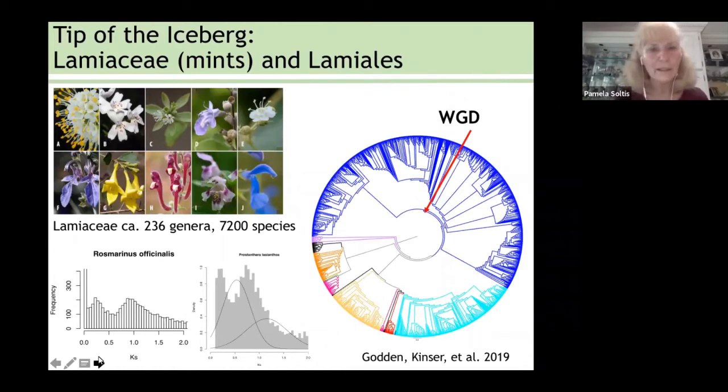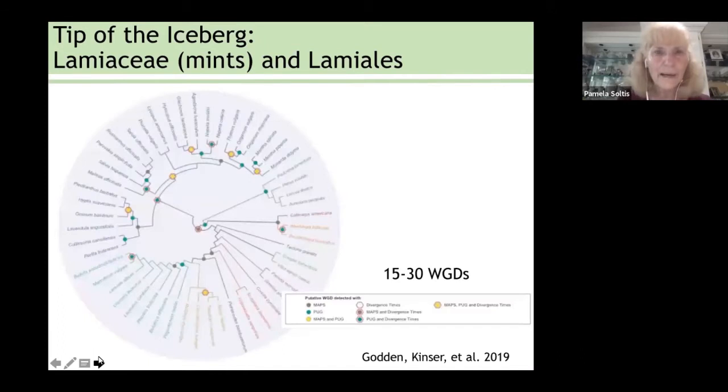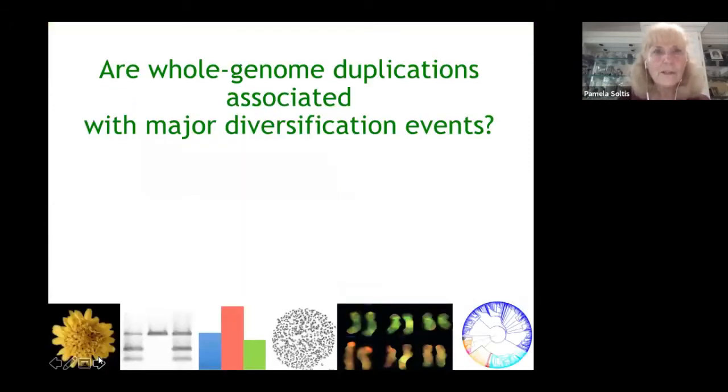Another example from some of our recent work occurs in the mint family, where we also see very extensive patterns of whole genome duplications, possibly 15 to 30 whole genome duplications across the history of the mint family, a family that's made up of about 7,000 species. So are whole genome duplications associated with major diversification events?